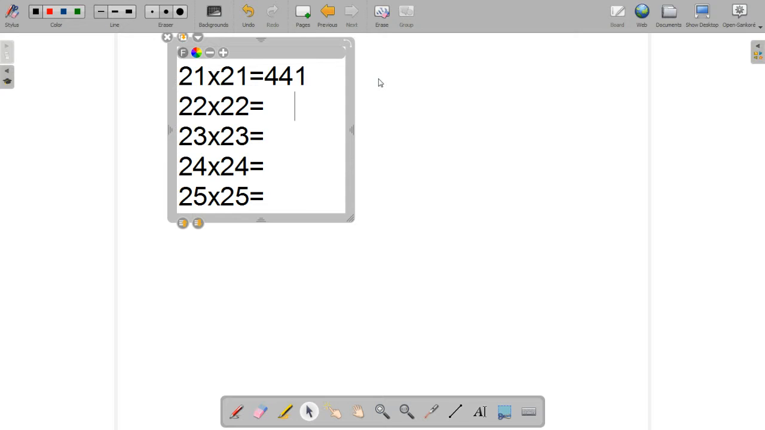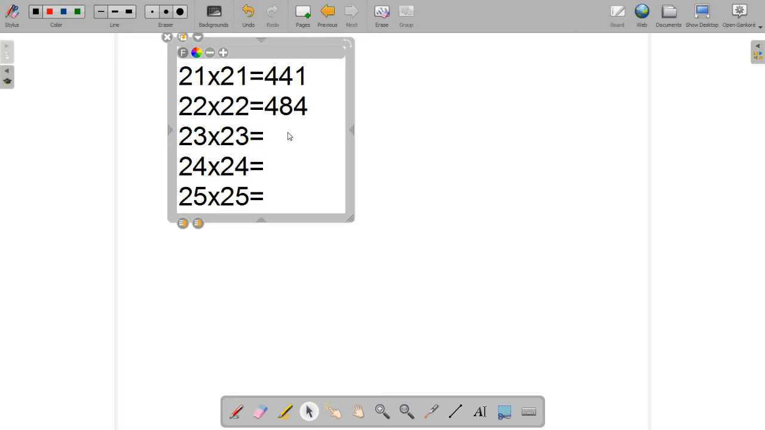Well, you could factor out 11 and you get 2 times 2, which is 4. So it's basically just 4 times 121, which is 484.